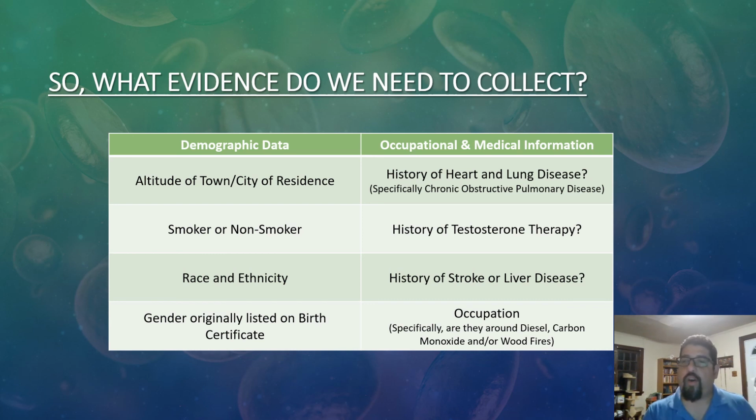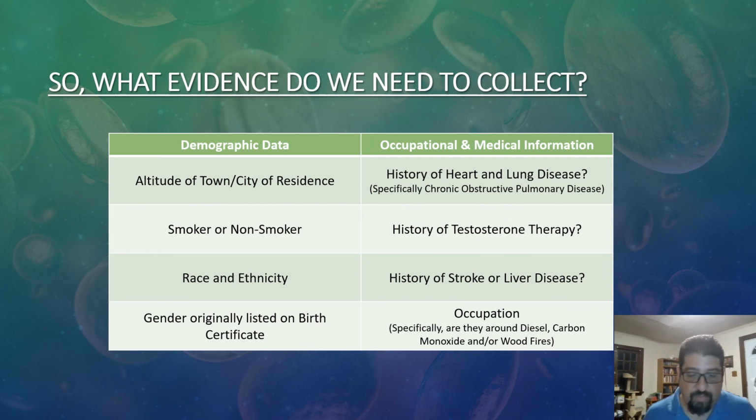We're going to look at history of heart and lung disease because, well, we know they're comorbidities. We're going to look at a history of testosterone therapy for our polycythemia patient. We're going to look at history of stroke or liver disease, once again comorbidities. We're also going to look at occupations, specifically people that have been around diesel, carbon monoxide, and or wood-burning fires.